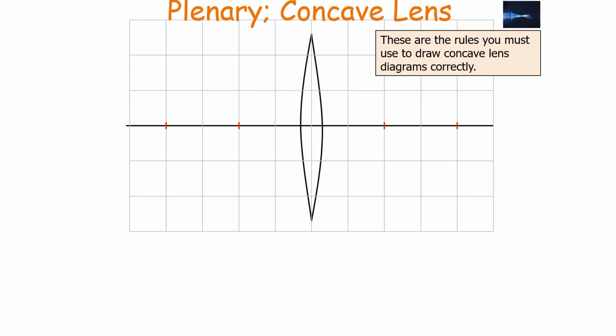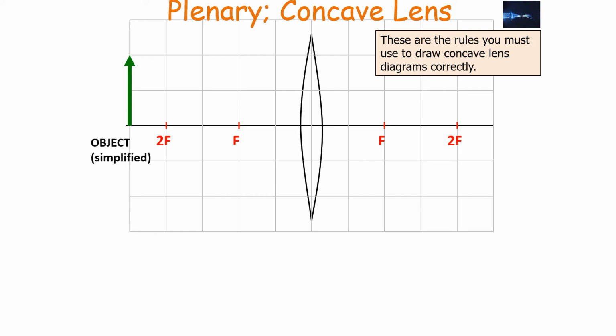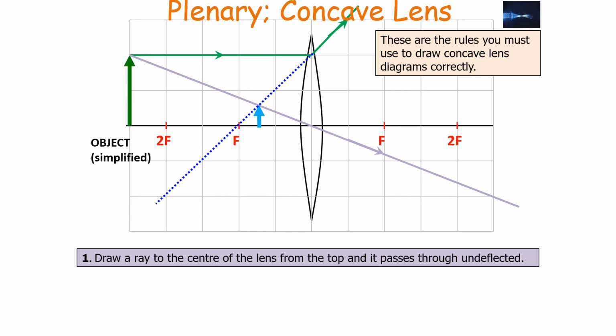So once you've drawn in your concave lens and you've labelled your focal length and twice your focal length, remember it's symmetrical on both sides, you place your object in your particular ray diagram. So you have your first line, you have your second line, okay, and you form your image. Now remember the first line is a ray from the top of the object to the centre of the lens, and it passes through undeflected.